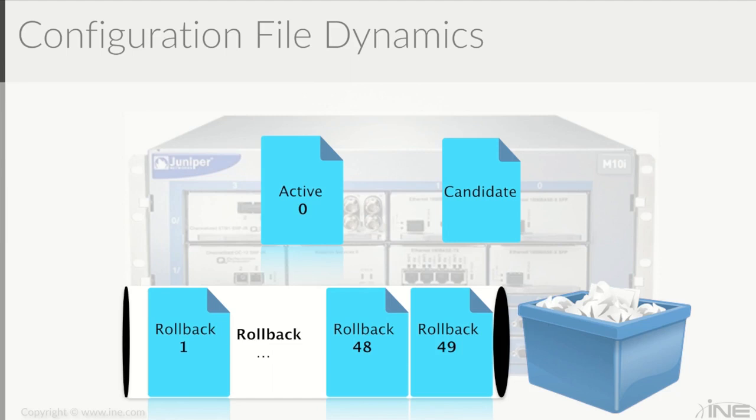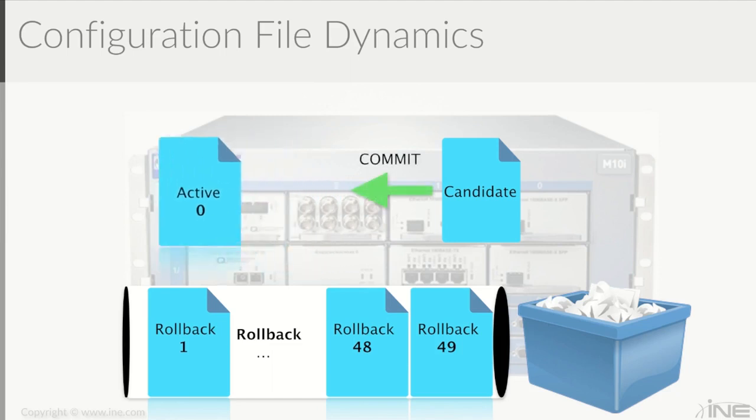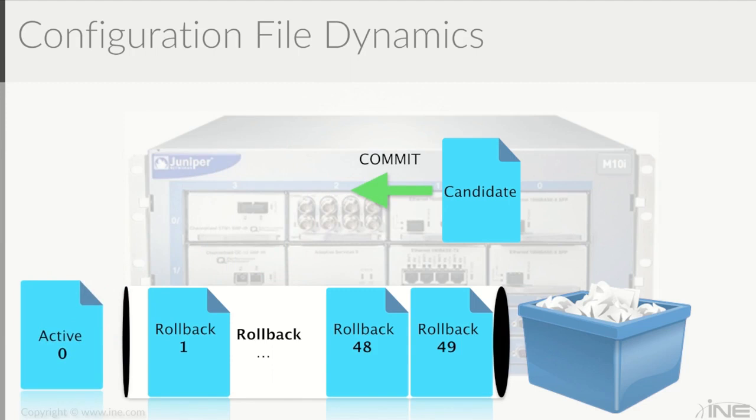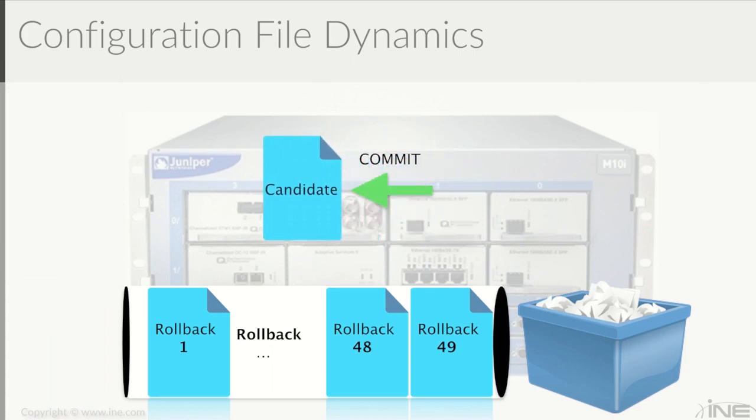So, let's just have a look at the graphic here. I have committed the candidate configuration. Now, the candidate configuration is no longer a candidate configuration, it becomes the active configuration. What used to be the active configuration now becomes the rollback 1 configuration. Now, what is a rollback? Well, just as it sounds, it's a configuration which is available for you to roll back to if anything goes wrong with the one you just committed.